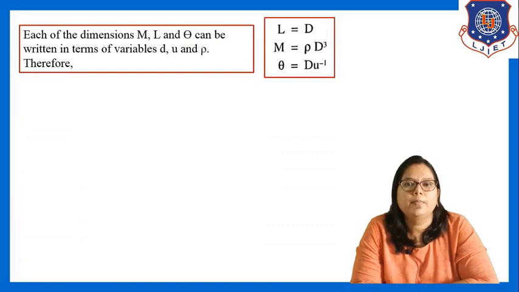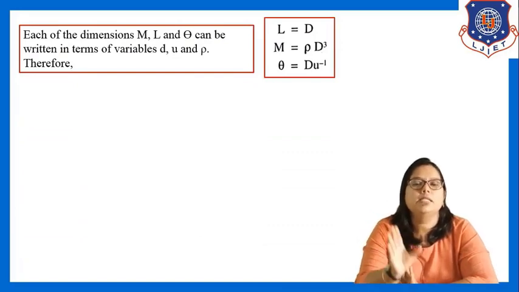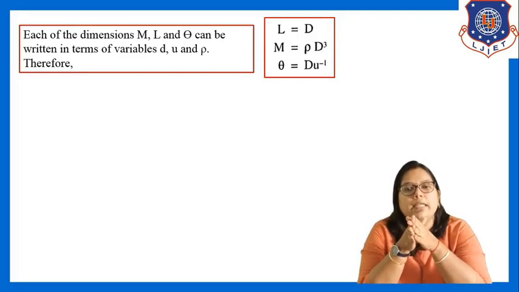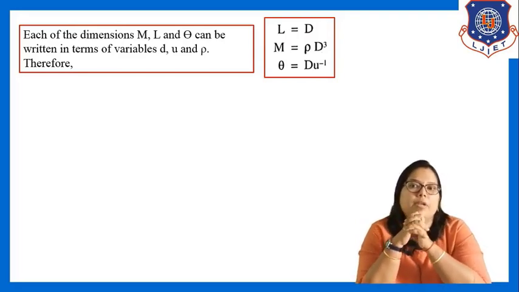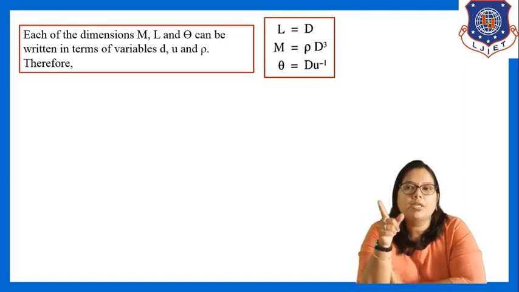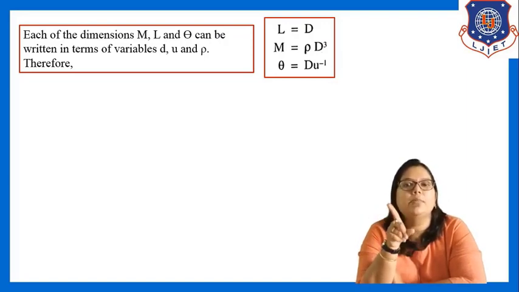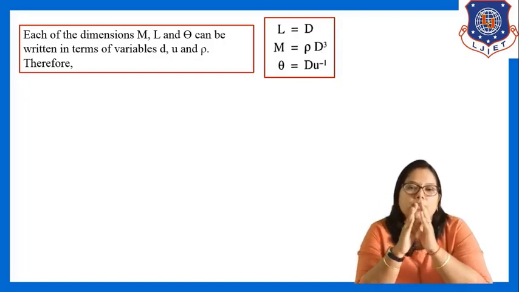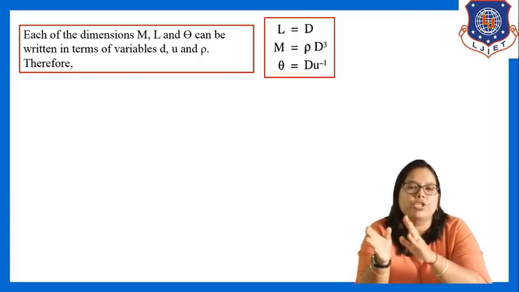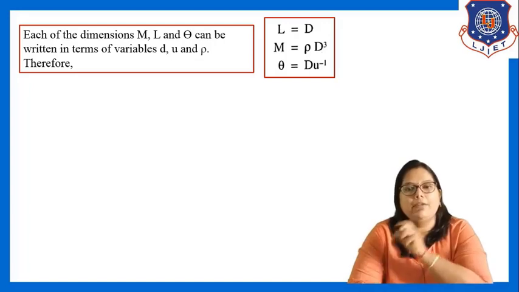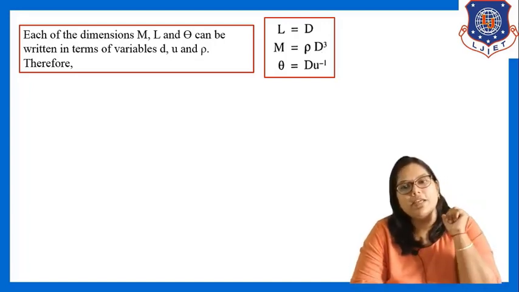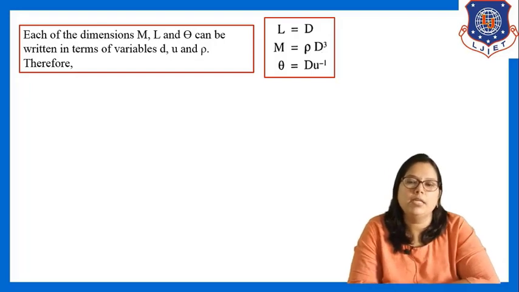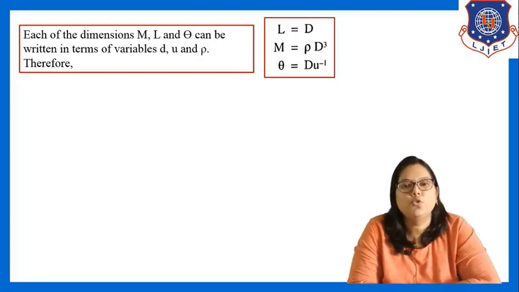Now what do we have to do? Now, this is an important step. Here I am converting the variables in terms of dimensions. Each of the dimensions M, L, theta can be written in terms of the variables D, U, rho. Fine. So L is equal to D, M is equal to rho D cube and theta is equal to D, U minus 1. Don't be confused. I am just converting the dimensions in terms of variables. So I have the form of M, L, theta in terms of variables: L is D, M is rho 1 D cube and theta is D1 U minus 1.